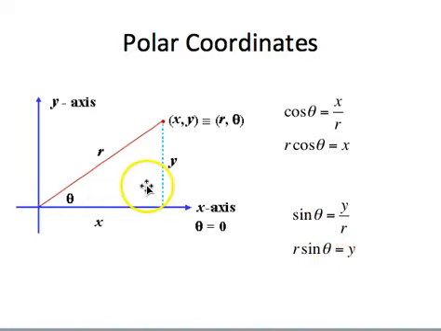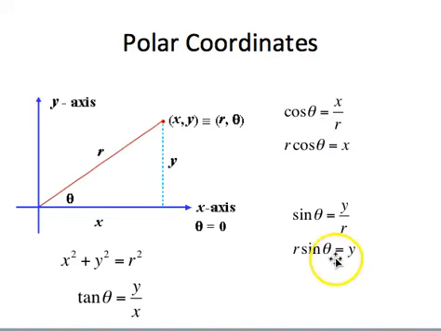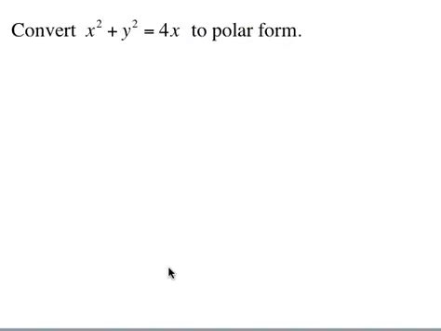Also, we have a right triangle here, so x squared plus y squared is r squared. And then regarding our angle, tangent is opposite over adjacent. The tangent of theta is y over x. So 1, 2, 3, 4 facts to know to convert between polar coordinates and Cartesian coordinates. So our question is to convert x squared plus y squared equals 4x to polar form.